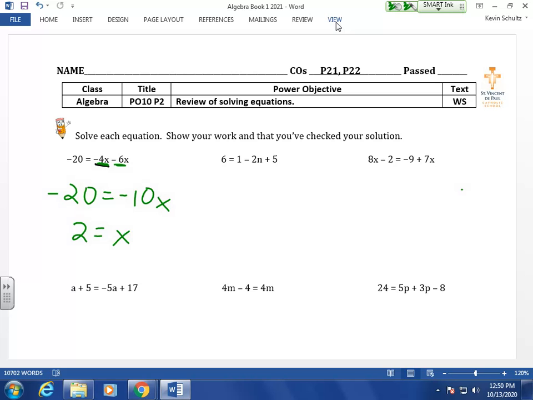Divide both sides by negative 10 to get x by itself, and x equals 2. Okay, so pretty standard combining like terms method there. The next one, same kind of thing, only this time dealing with constants. We've got a positive 1 and a positive 5. Together, those give us positive 6.